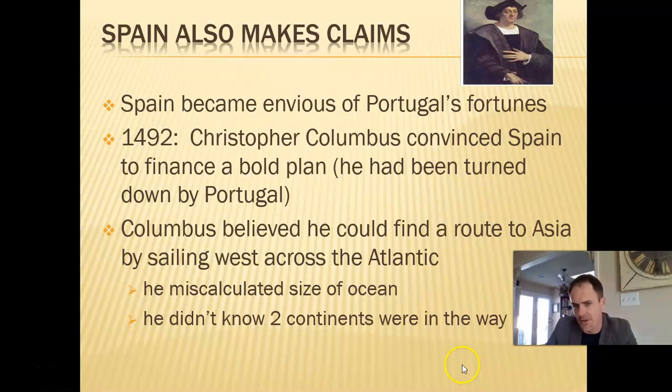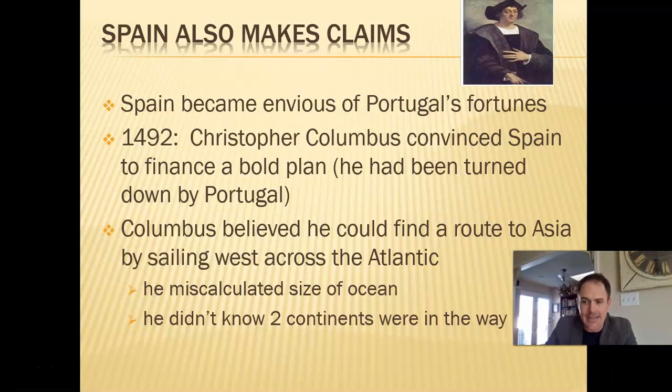All right, so Spain, meanwhile, becomes envious of this newfound success and fortune for Portugal, and in steps Christopher Columbus, who convinces the king and queen to finance a bold plan. By the way, he'd been turned down by Portugal and a few other monarchs. He argued that he could find a route to Asia by sailing west, and he was so convinced because he had miscalculated the size of the ocean.